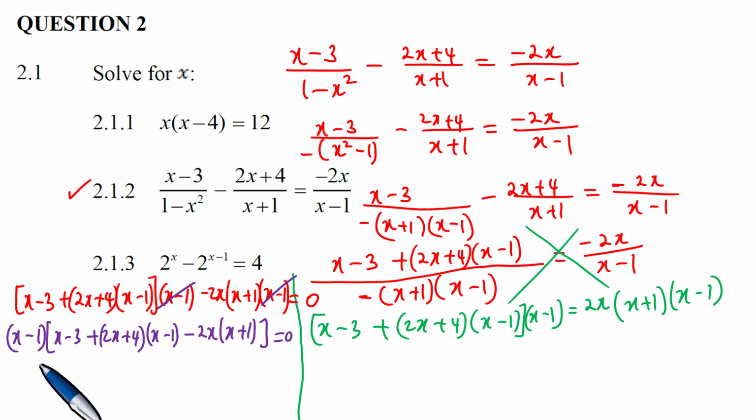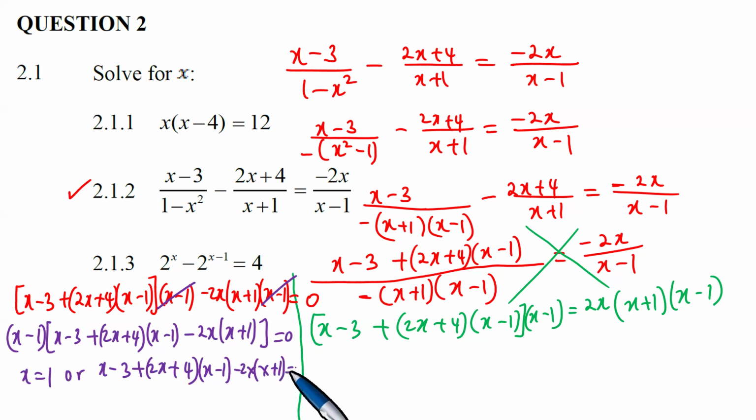When we take it out as a common factor, this is what we are able to achieve at this point. Now we have this times this equals 0, which means we have x equals 1, or we come to this whole thing, which is exactly x minus 3 plus 2x plus 4, like this. And we have x minus 1, we have minus 2x, we have x plus 1 equals 0.